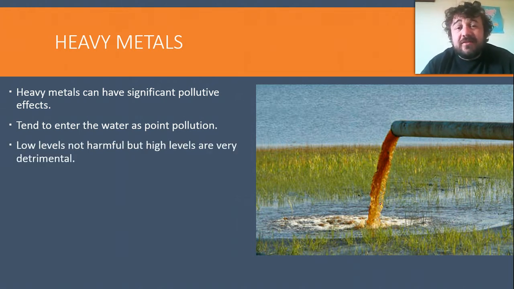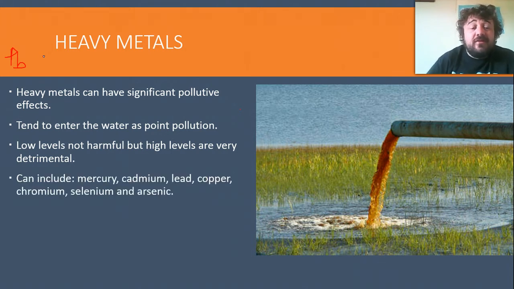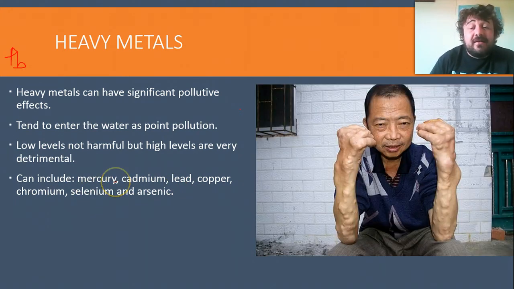Look, low levels tend not to be too harmful, with the exception of lead. Lead is super harmful. Some are even essential. We need iron, we need calcium. So they tend to be at low levels, so they're not so bad. But at the high levels, they become very detrimental. So we can include mercury, cadmium, lead, copper, chromium, selenium, and arsenic.